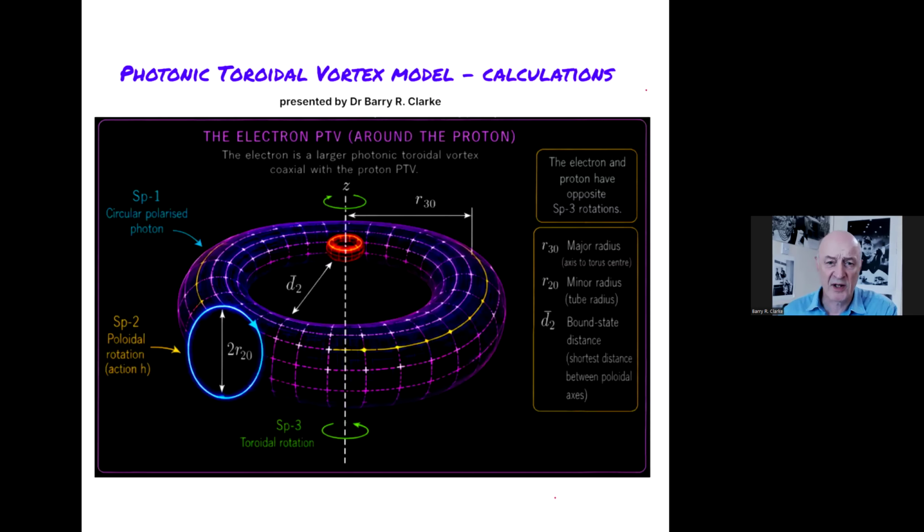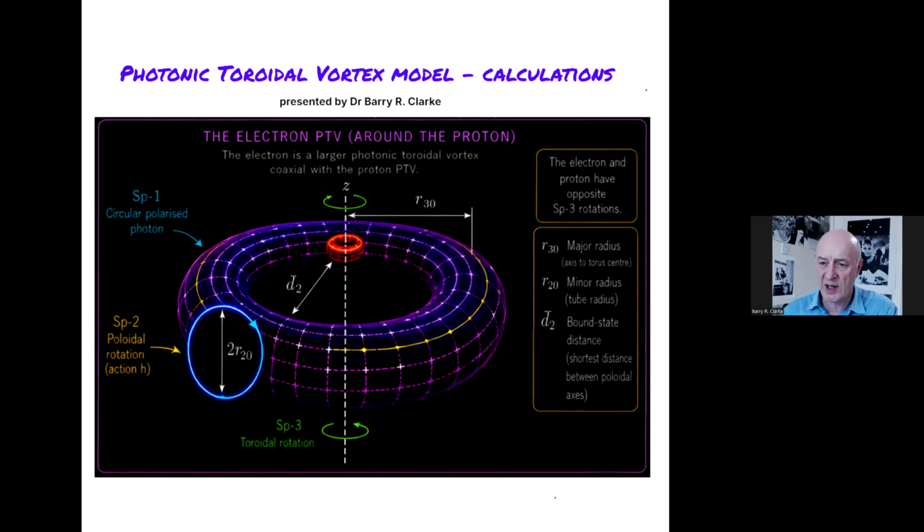So this is the Photonic Toroidal Vortex model, and what you shall learn in the next few minutes is how to carry out the hydrogen atom hyperfine level calculations using this model. What we can see in this picture are two toroids, the red one, which is the proton, and the purple one, which is the electron.